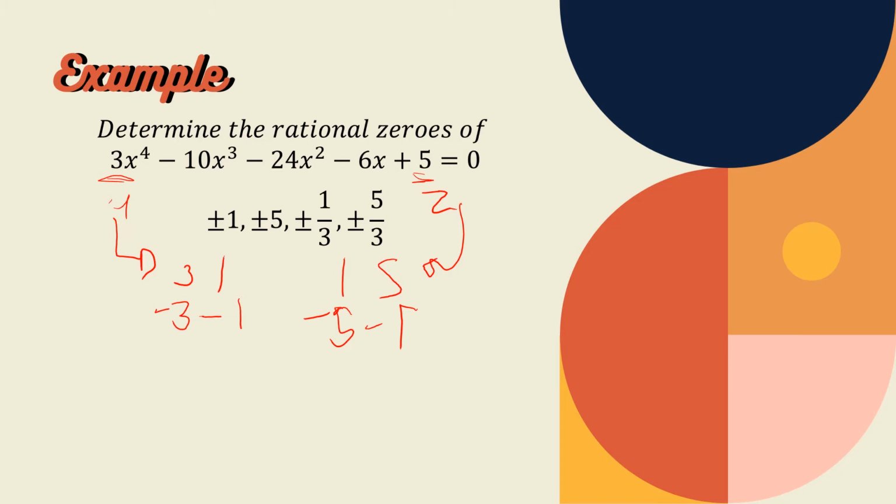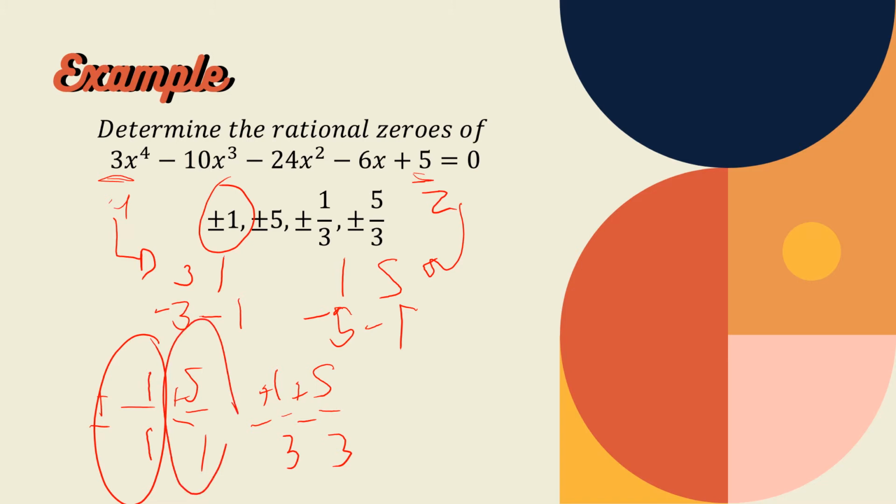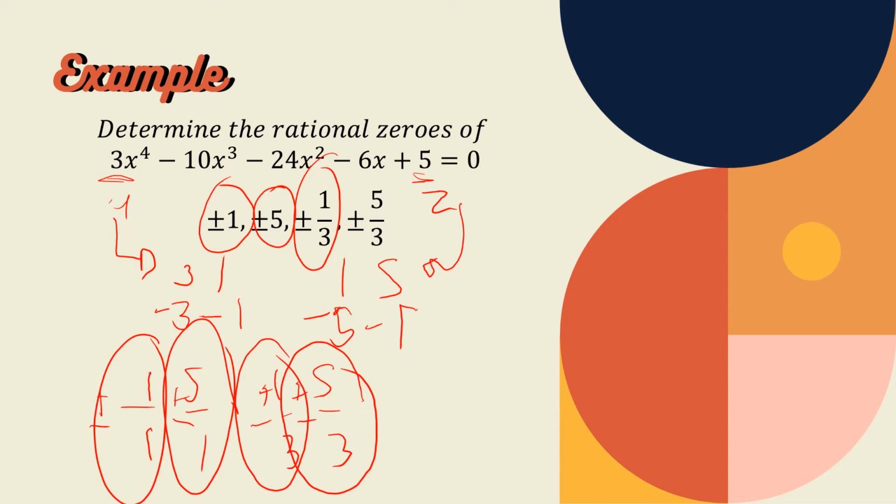So c is in the numerator, so we have 1, 5, 1, 5, and a is in the denominator. So we have 1, 1, 3, 3. Don't forget the positive, negative sign. So 1 over 1 is 1, 5 over 1 is 5, 1/3 is 1/3, and 5 over 3 is 5 over 3. I hope you were able to understand it well.